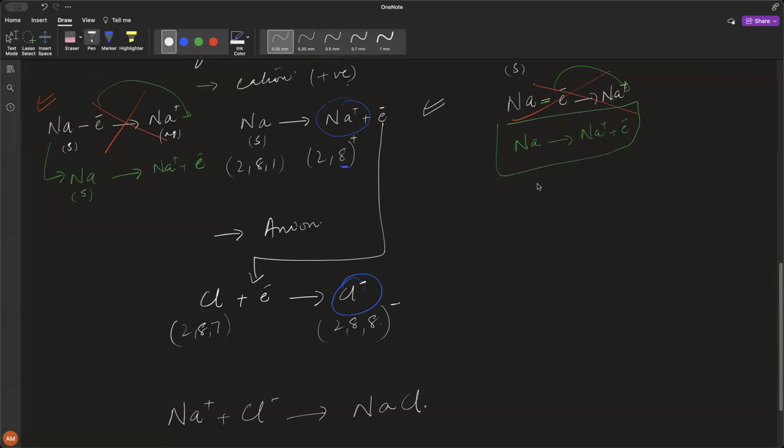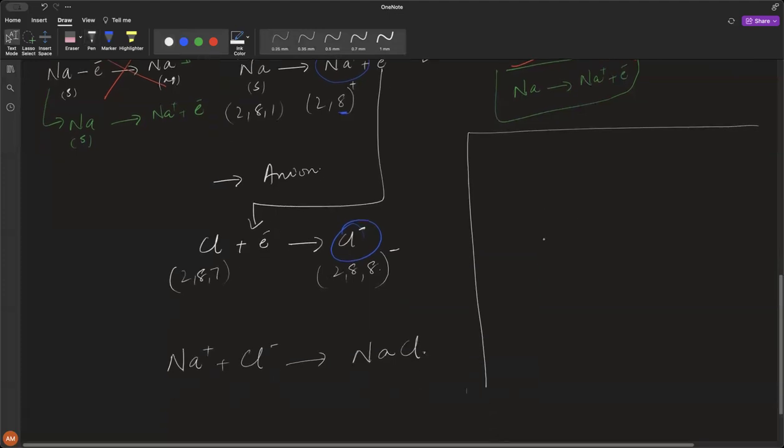All right, let's take another example. Let's take another example of magnesium chloride. How do we know it is an ionic compound? Because it involves a metal and a non-metal. Is this clear? Now, this is magnesium MgCl2.